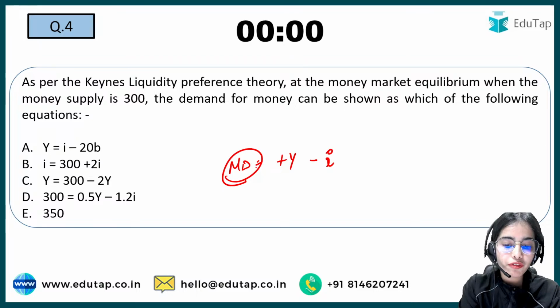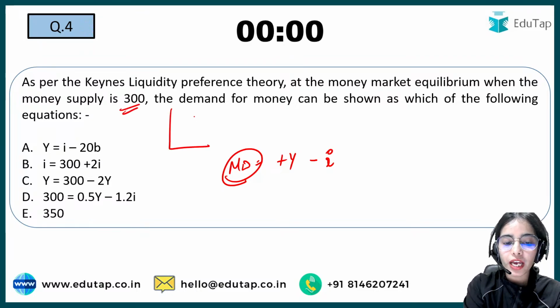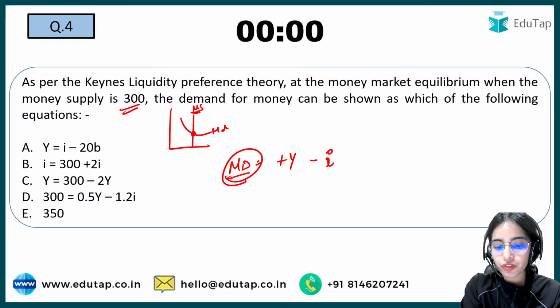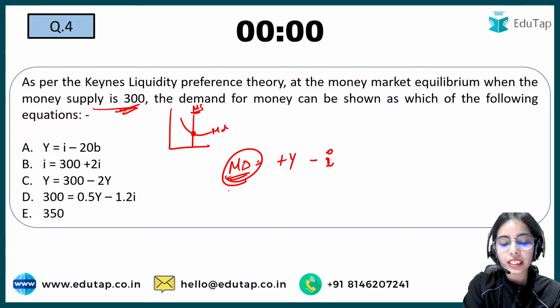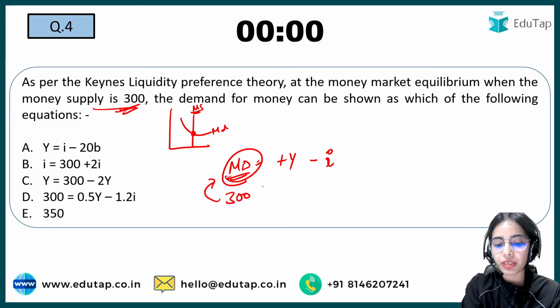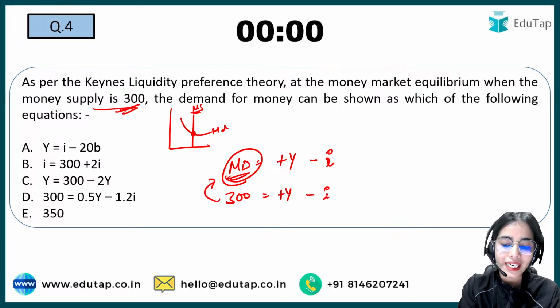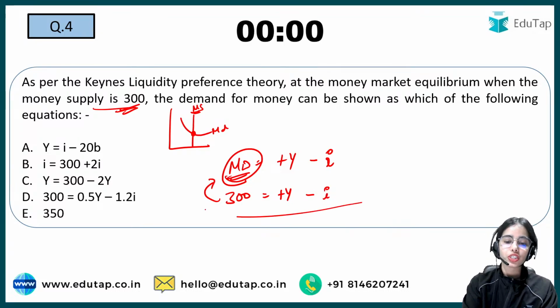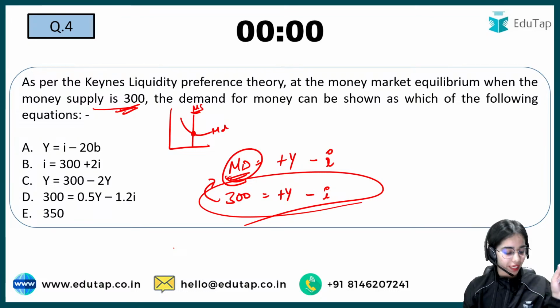So demand for money positively depends upon the level of income and it inversely depends upon the rate of interest. What is the demand for money? That is equal to supply of money. At the equilibrium, the demand for money is equal to supply of money. So if the supply of money is 300, the demand for money will also be 300. That will positively depend upon the level of income and negatively on the rate of interest. So this is the equation that will actually make some sense.